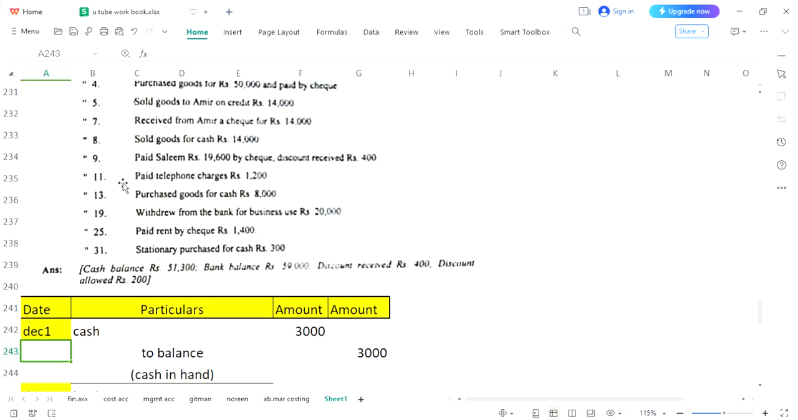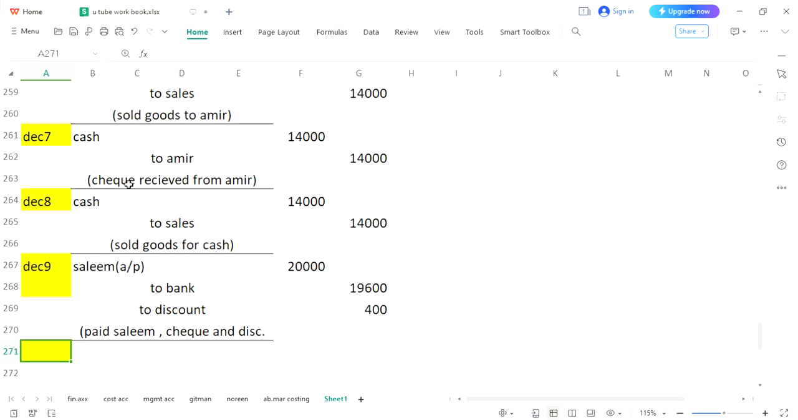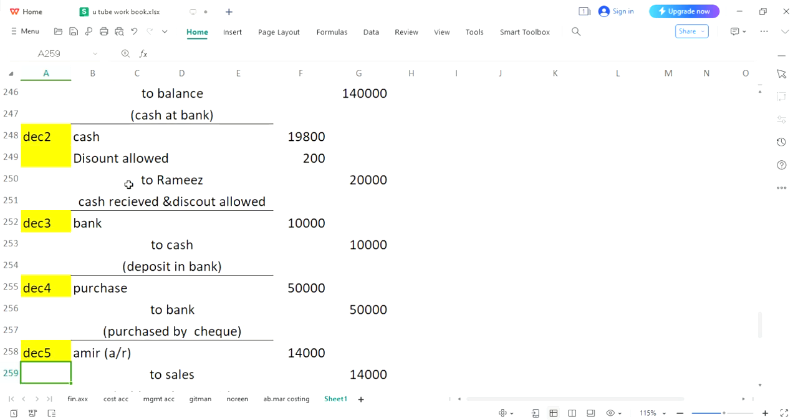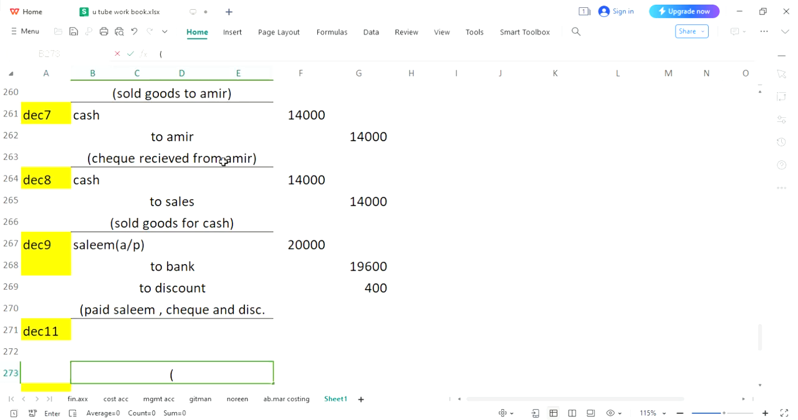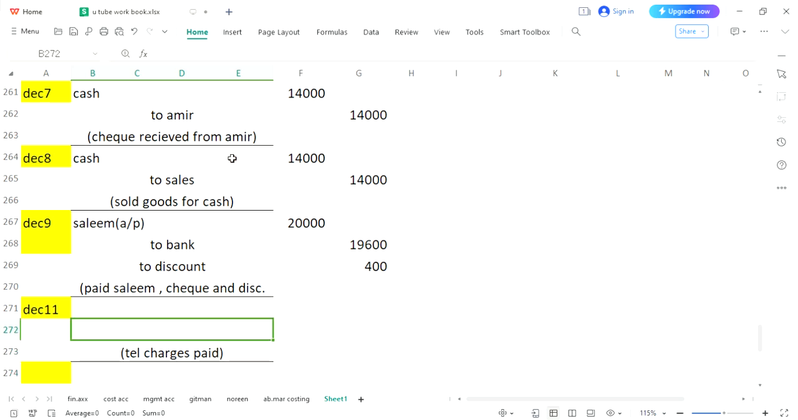Now let's see what December 11 is saying to us. Put the date December 11. Paid telephone charges. This is our narration. When you pay telephone charges, it is your expense, because you will be continuously paying the telephone bill. Telephone charges paid, so cash will go out. Cash is your asset. Asset is decreasing. Decrease in asset should be credited. So you will mention cash on the credit side.